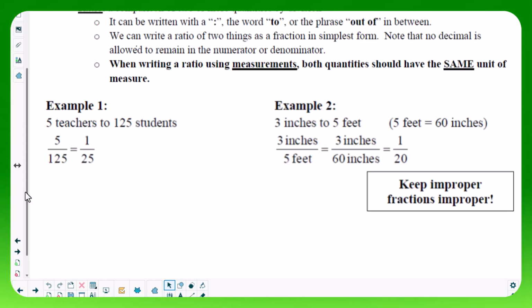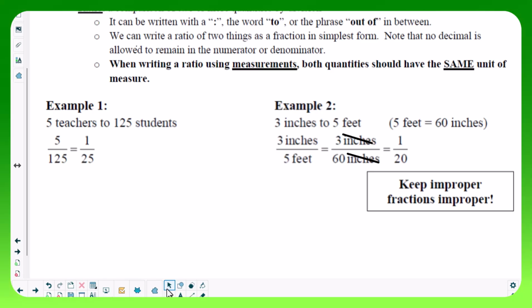In our second example, we have 3 inches to 5 feet. In this question, we do have measurements involved. So we need to recognize that in every foot there are 12 inches. So 5 feet is equivalent to 60 inches as we have here. So we put the 3 inches on the top, the 5 feet on the bottom, and then you're going to notice that we're going to replace the 5 feet with 60 inches. So we have the same units of measure. Once we have the same units of measure, we're good to cross those units of measure out and just put 3 over 60 into our calculator, and that will simplify to 1/20.